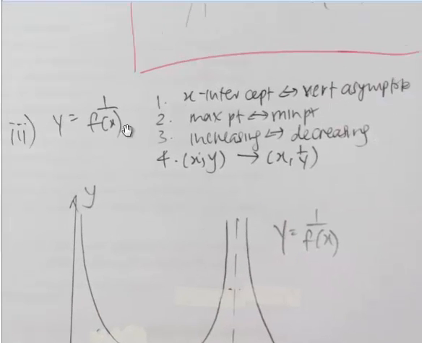For part 3, the reciprocal graph, y equals 1 over f(x). So the steps for this type of graph are we have to convert x-intercepts to vertical asymptotes or vertical asymptotes to x-intercepts, maximum points to minimum points or minimum points to maximum points. Increasing will now be decreasing or decreasing will be increasing, and the y values will now be 1 over y.